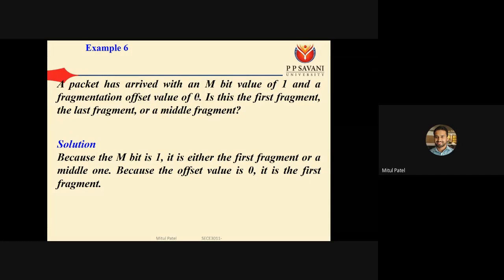If the offset value is 0, that means we multiply 0 by 8, so your fragmentation is starting from 0. The m-bit is 1, that means we can say that it can be the first fragment or it can be the middle one. If the m-bit is 0, then it can be the last fragment, but if the m-bit is 1, then it can be the first fragment or a middle fragment. But our offset value is 0, so we can say that this is the first fragment.